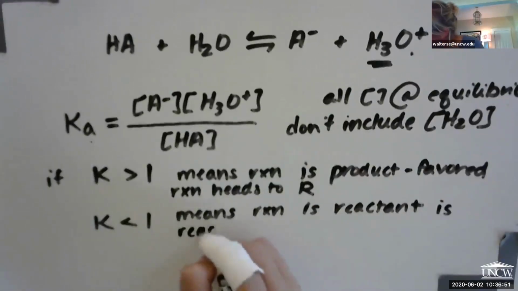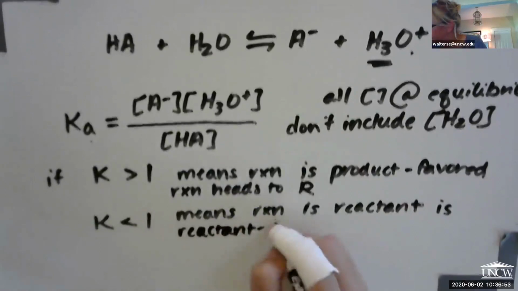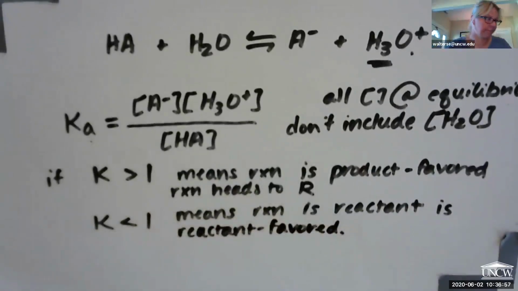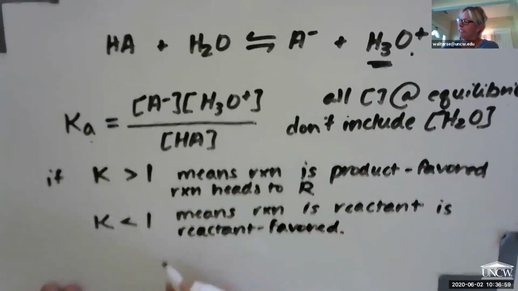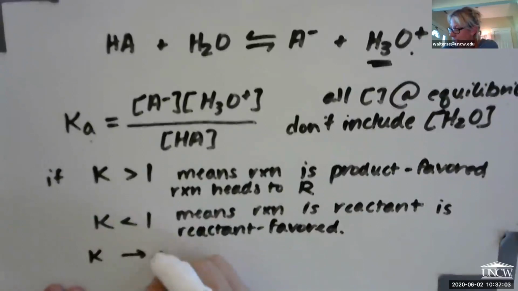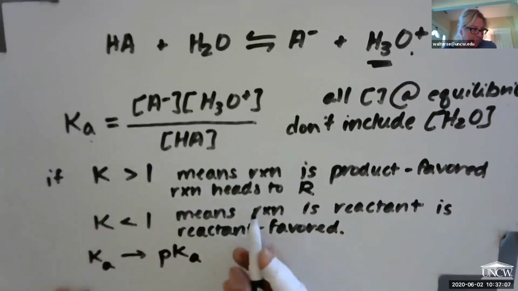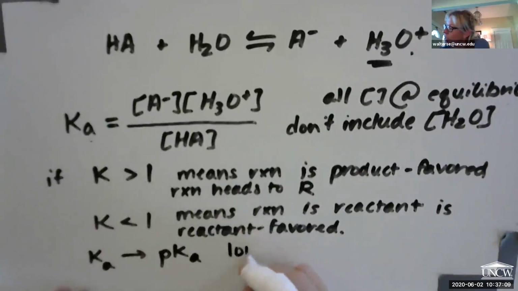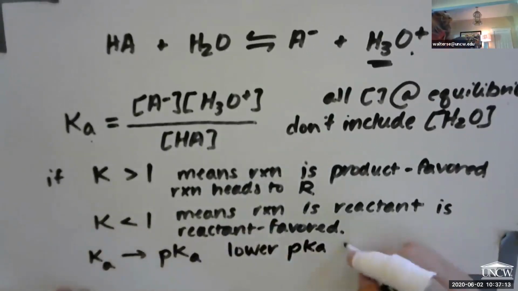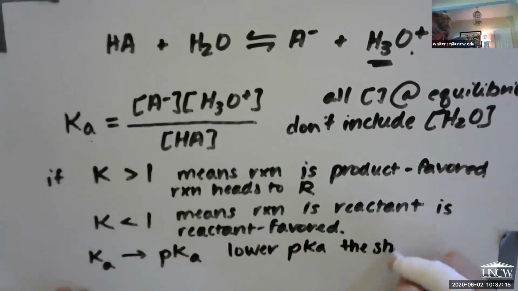Reactant favored. Sorry about that. Okay, and like I said, we're going to simplify our K values to pK values, or Ka values to pKa. Okay. The lower the pKa, the stronger the acid.